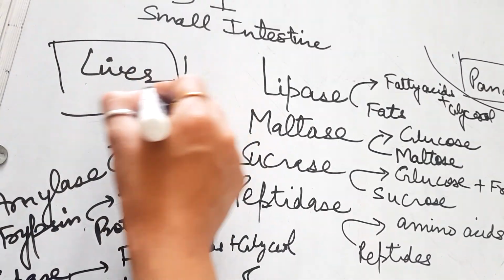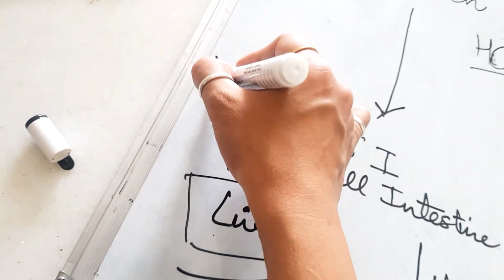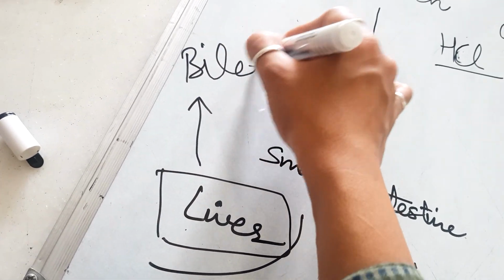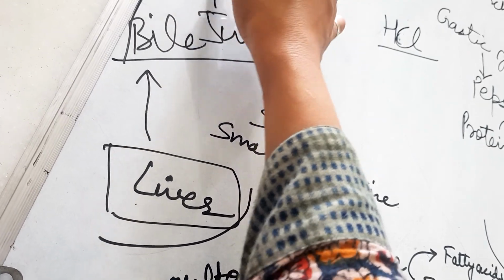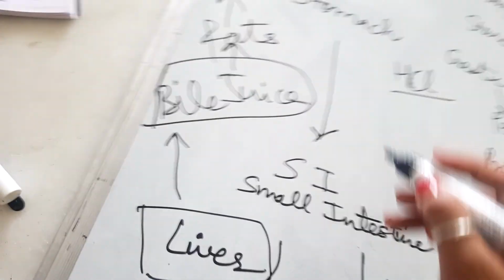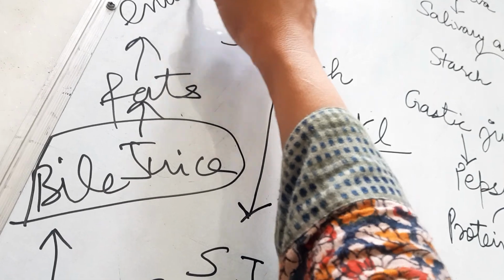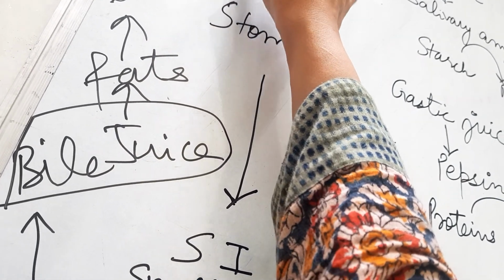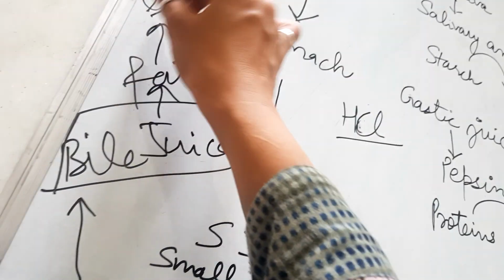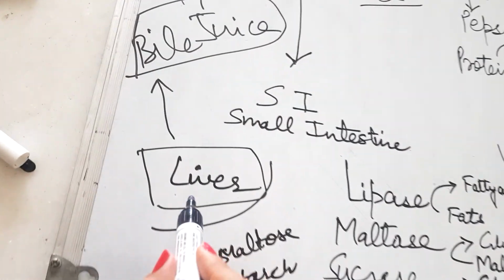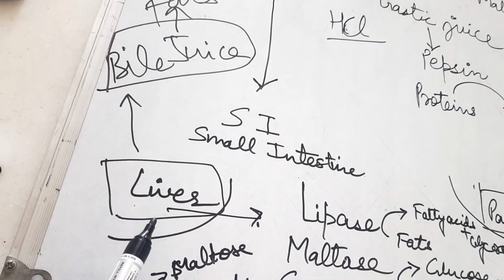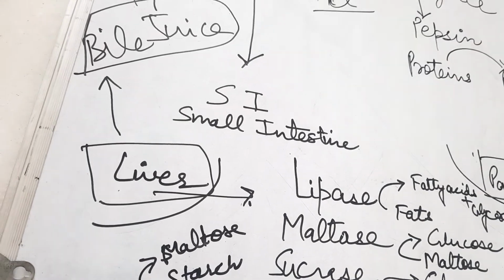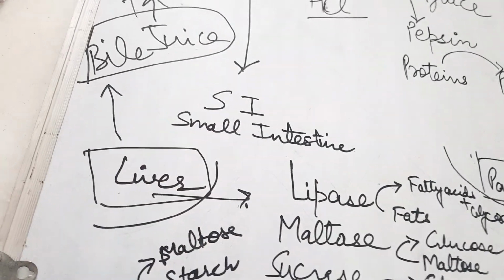Now the liver. The liver releases bile juice. This is very important. This bile juice helps in digestion of fats. How is it helping? It makes fats emulsified. This emulsification of fats is very important for their digestion. This functioning also occurs in the small intestine. This bile juice, which is released by the liver, is stored in the gallbladder and functions in the small intestine.